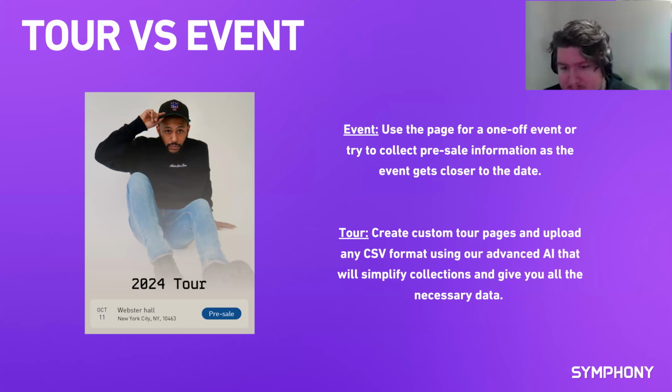And then for tours, you can create a whole custom tour page and upload any CSV format using our advanced AI. I'll go into that in a second on a different page that will simplify collections and give you all the necessary data. And the reason why you set this up is that it's all about collecting data nowadays. And with our Symphony event site, it's harder to collect that data off of a ticket page that someone sets up for you rather than the one that you set up yourself. So just keep that in mind as we go through it.